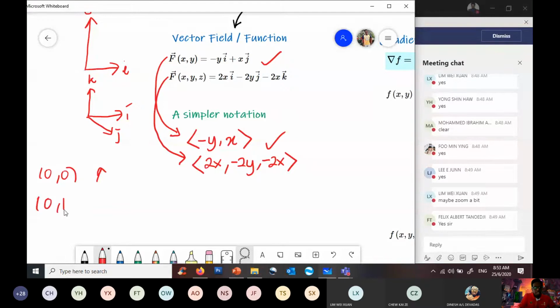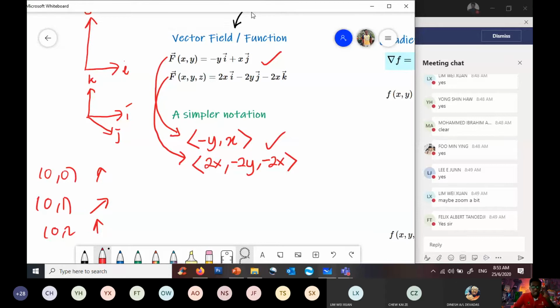At (0, 1), when I put 0 and 1, I will get a vector. That vector will be pointing somewhere. At (0, 2), that vector will be pointing somewhere. So at every point, there will be a vector. Imagine you're plotting a lot of arrows. Actually, the whole thing you have is a bunch of arrows pointing in different directions.